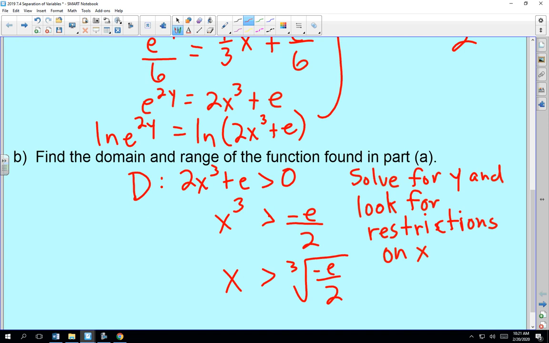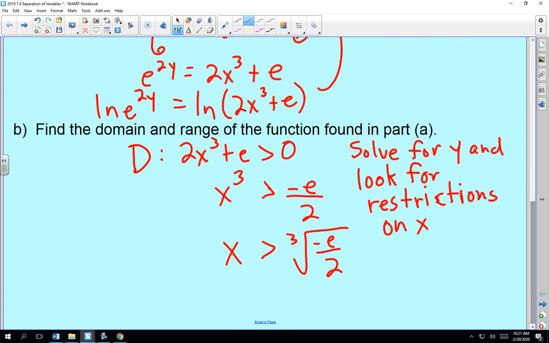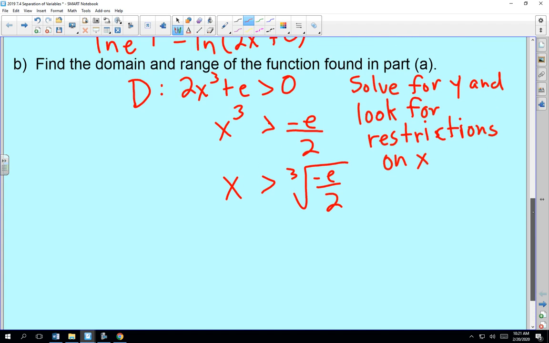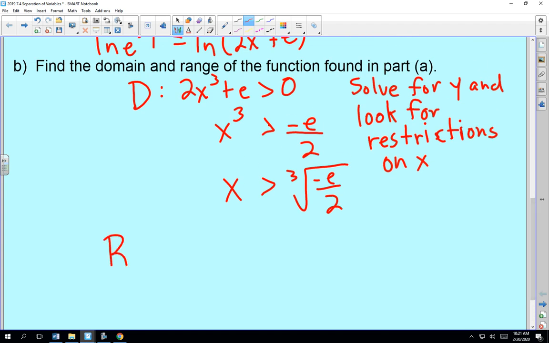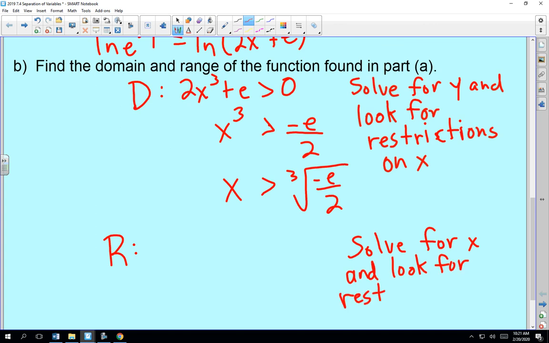So to get the range, it's going to go like this. To get my range, I won't write anything yet, we're going to solve for x. Solve for x and look for restrictions on y. Okay, does that make sense? In terms of whether in practice it might be hard.